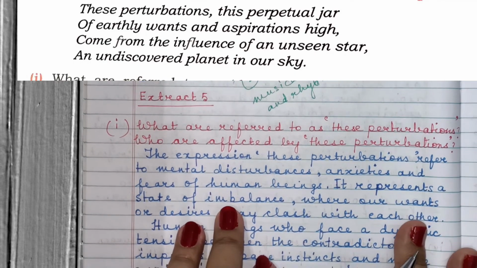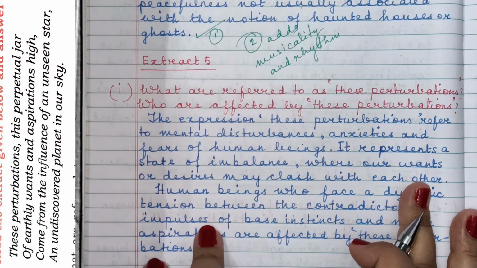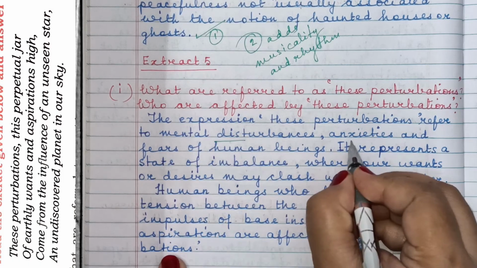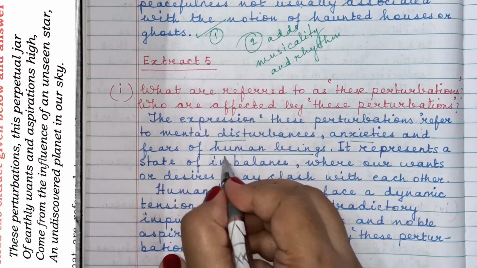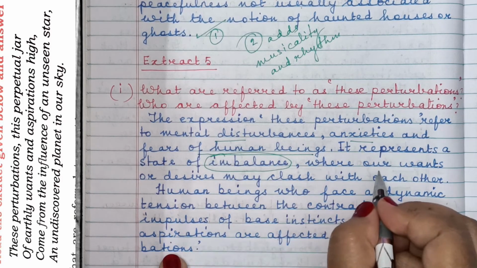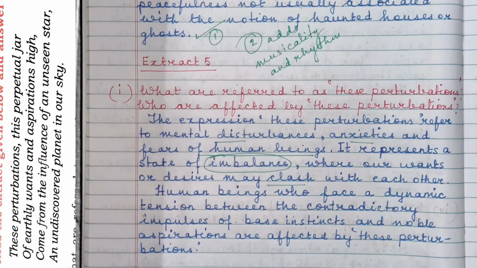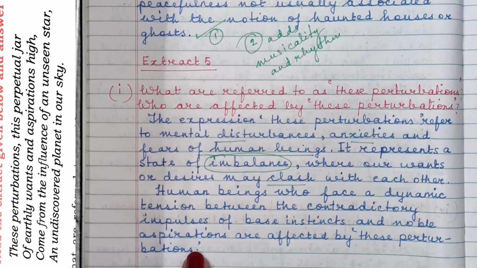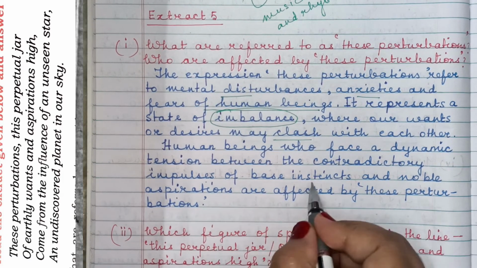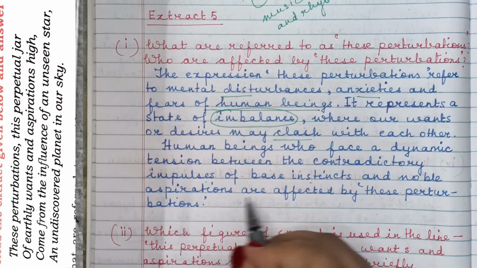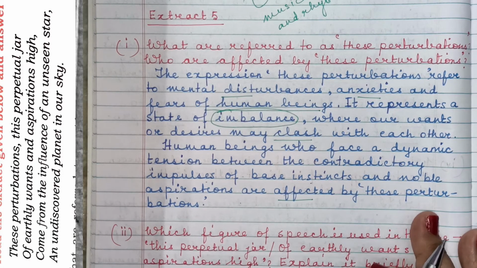Extract 5 now. What are referred to as these perturbations? The expression these perturbations refers to mental disturbances, anxiety, fears of human beings. It represents a state of imbalance where our wants or desires may clash with each other. Who are affected by them? Human beings who face a dynamic tension between the contradictory impulses of base instincts and noble aspirations are affected by these perturbations. They want more.